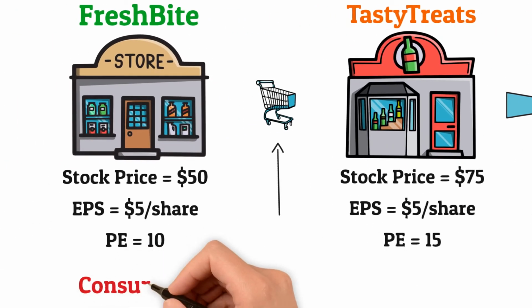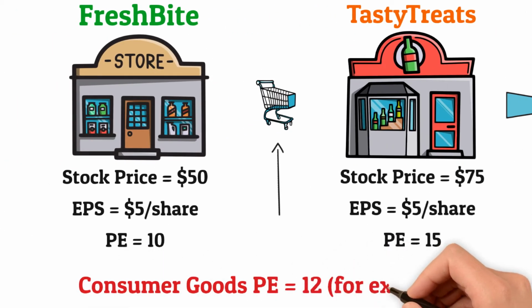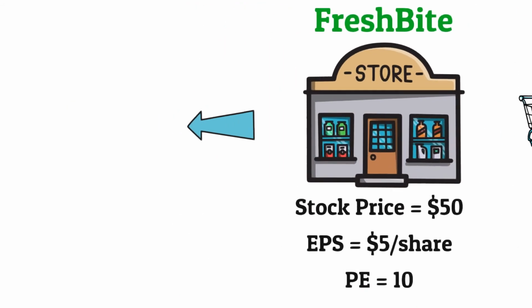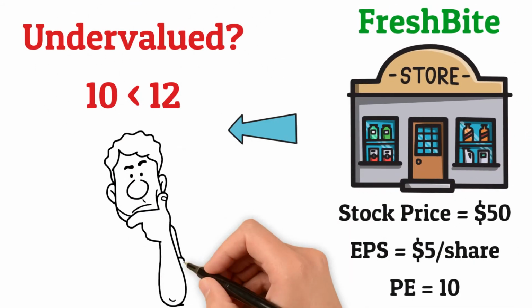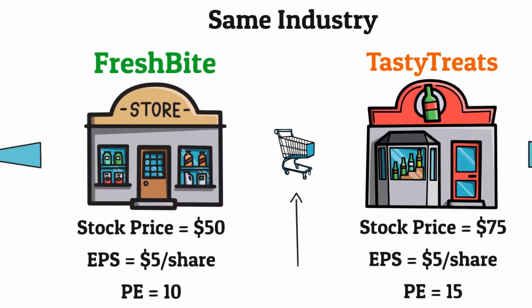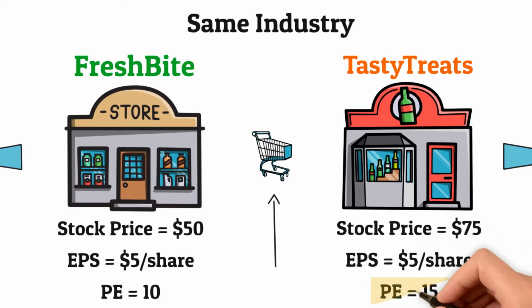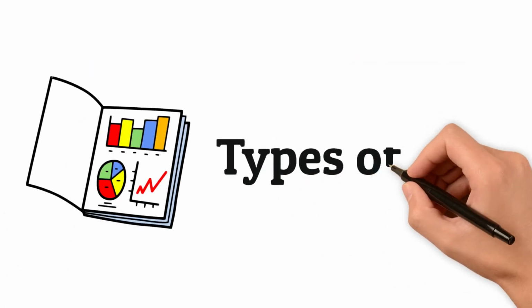By comparing their PE ratios to the industry average, let's say the average PE for consumer goods is 12, you might conclude, Freshbite might be undervalued because its PE of 10 is below the industry average. Tasty Treats might be overvalued unless its growth expectations are realistic because its PE of 15 is above the industry average. However, there are different kinds of PE ratios.